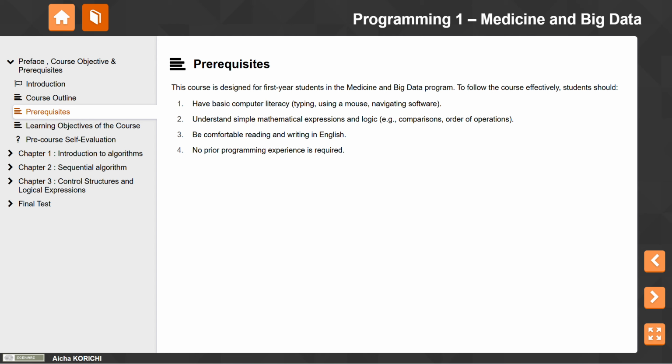To follow the course effectively, students should have basic computer literacy, understand simple mathematical expressions and logic, and be comfortable reading and writing in English. It should be noted that no prior programming experience is required for this course.